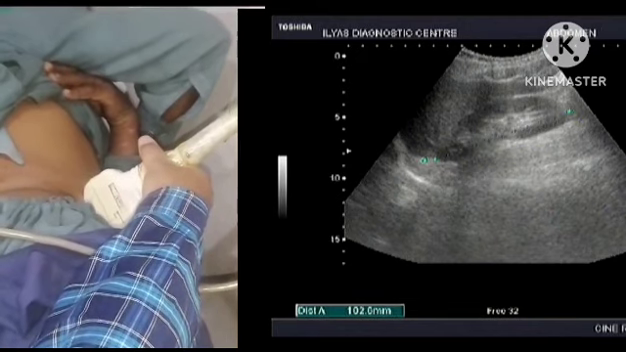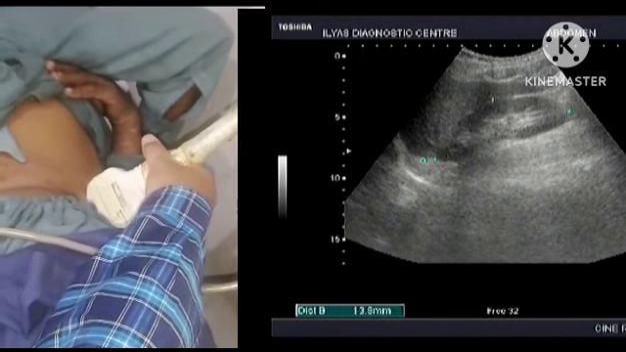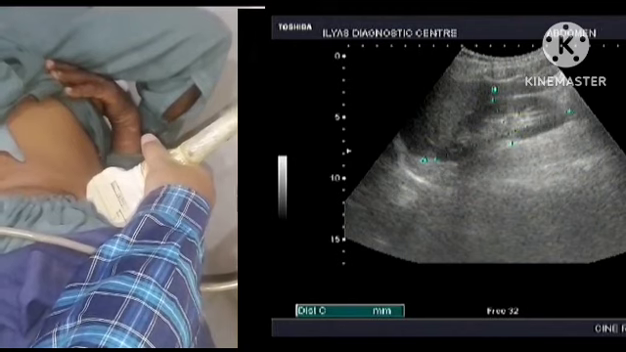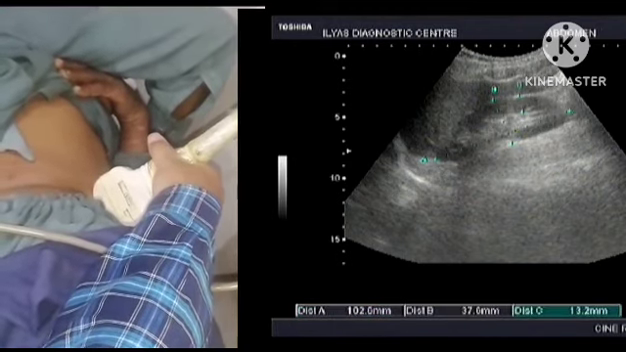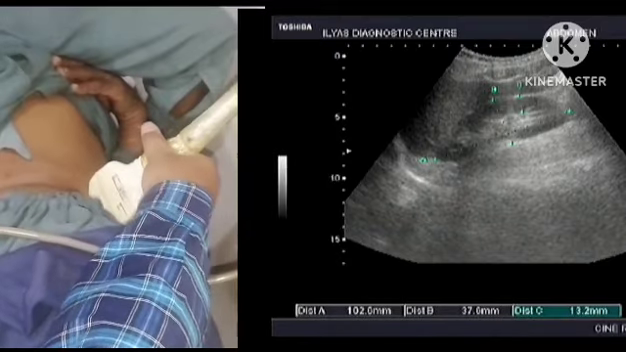This is the width, 3.7 centimeters, and this is the cortical thickness. All these three measurements are important. I will record all these three measurements.